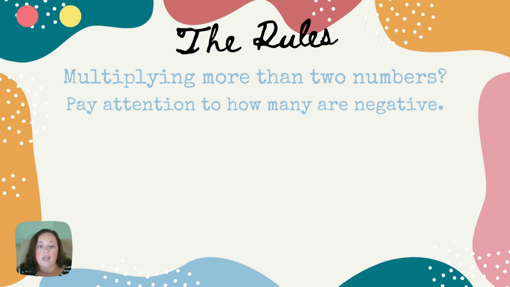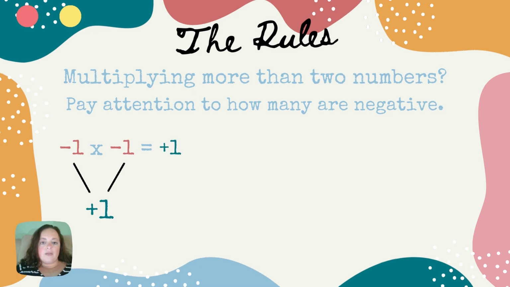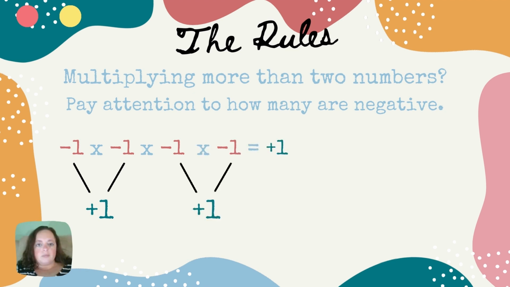Where this sometimes gets a little confusing is if you're multiplying more than two numbers together. You have to pay attention to how many of them are negative. Let's look at -1 times -1 to start. Two negatives multiplied together make a positive. But if we stick another negative in there, then that changes our product to negative. -1 times -1 times -1 is -1.